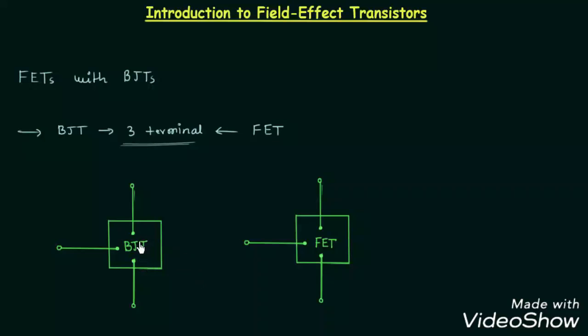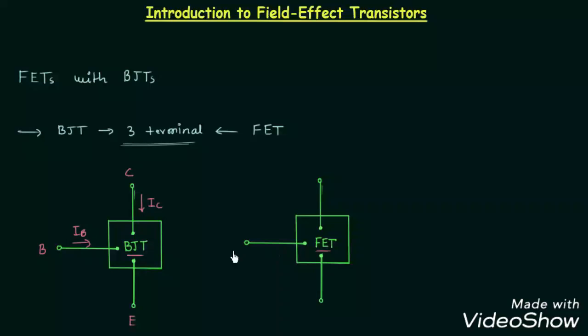In this figure, you can see the first box is representing the BJT and the second box is representing the FET. In case of BJT, we have 3 terminals. This terminal is the base terminal, this terminal is the collector terminal, and this terminal is the emitter terminal. The current IB is the input current, and the current IC is the output current in case of BJT.